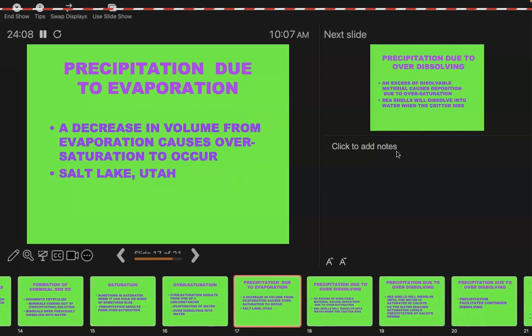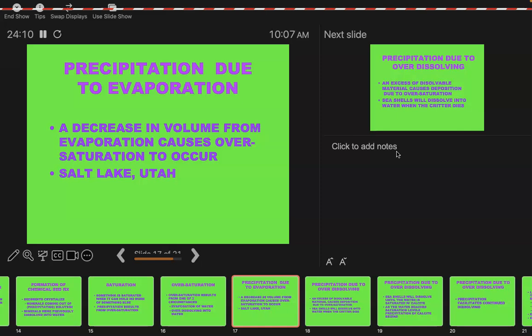So, to summarize, because I know it's hard for you guys to sometimes write stuff down when I'm just talking to you. But this is all stuff we just talked about. So, precipitation due to evaporation. A decrease in volume from evaporation causes oversaturation. Right? We said remove the water, throws you out of equilibrium. You have to precipitate to balance again.